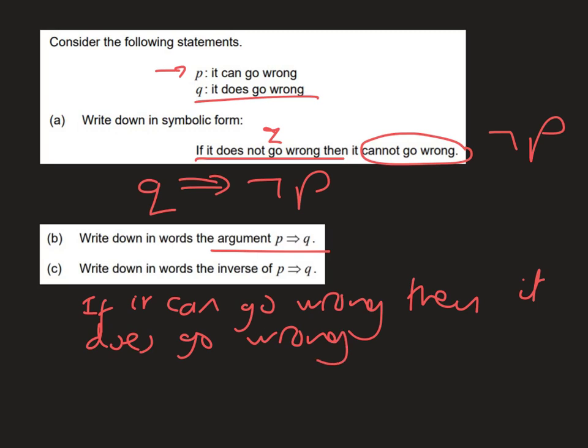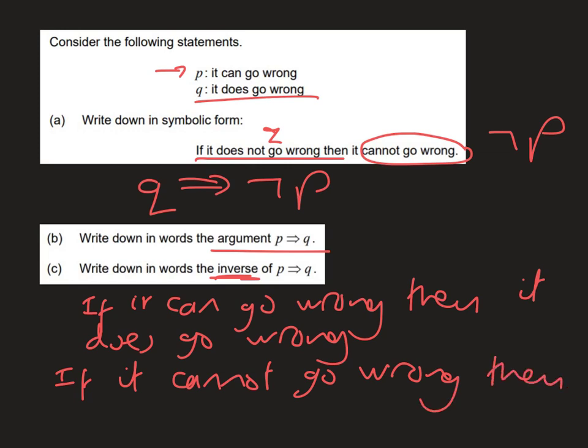And the next one then, write down in words the inverse of P implies Q. So the inverse is just to negate both of these. So instead of having if P, we have if not P. So if not P in this context is if it cannot go wrong, then, and again here, instead of having Q, we want not Q. So if it cannot go wrong, then it does not go wrong. And that's it.